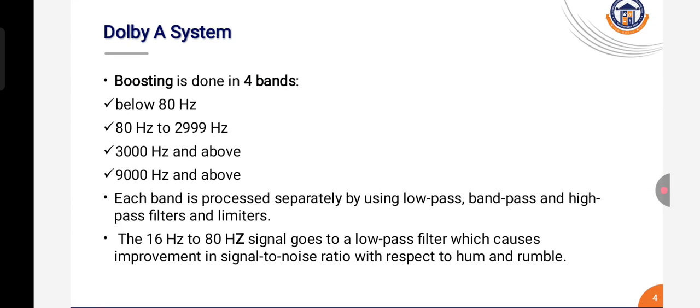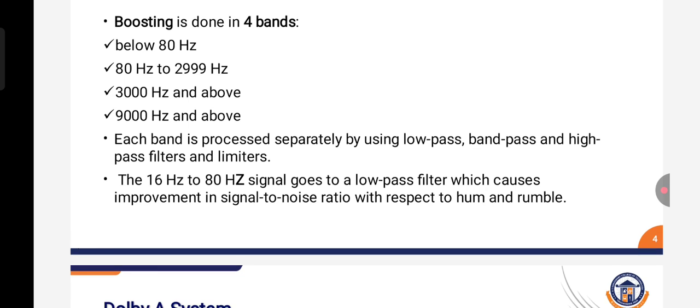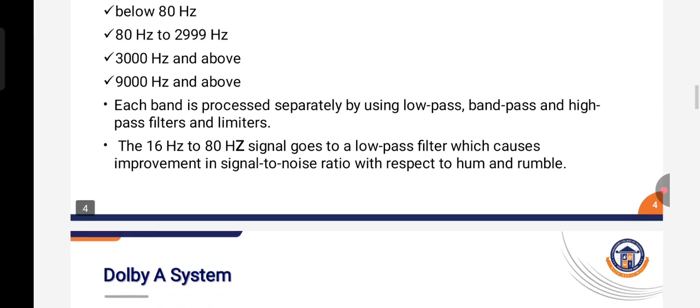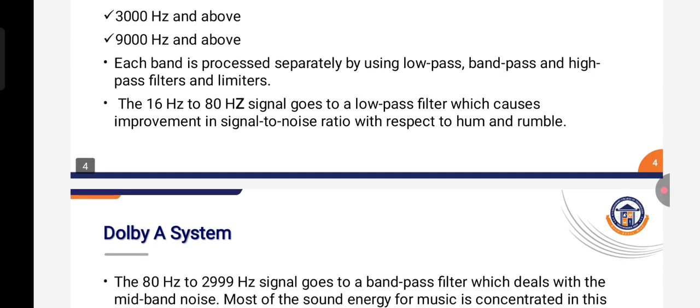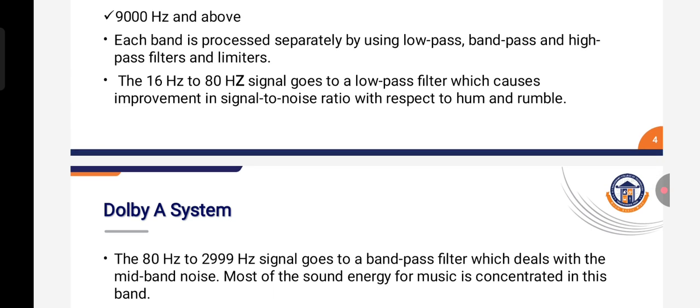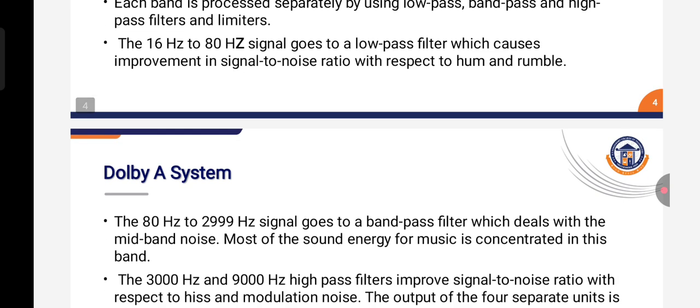So the Dolby systems are classified into Dolby A system and Dolby B system. Here the boosting is done in 4 bands. The first band is below 80 Hz, the second band is 80 Hz to 3000 Hz, the third band is 3000 Hz and above, and the fourth band is 9000 Hz and above. Each band is processed separately by using low pass, band pass, high pass filters and limiters.